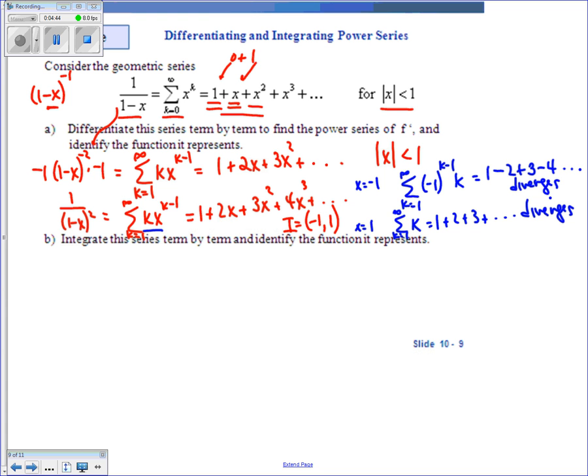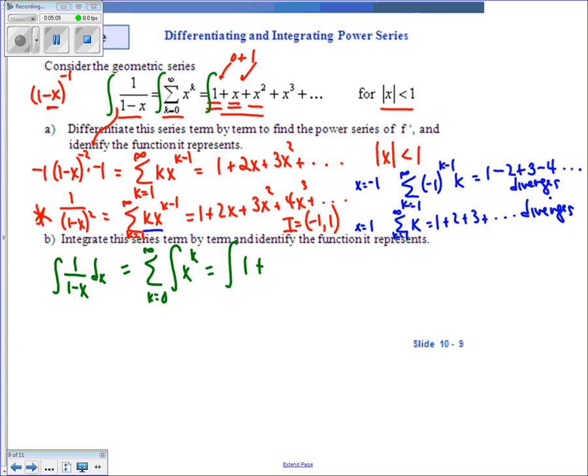Okay, so we've got a new power series here. Now let's integrate term by term. So I'm going to take the integral of all three forms here. The integral of 1 over 1 minus x. Then I'm going to look at the summation of the integral of x to the k. And then I'm just going to integrate term by term.